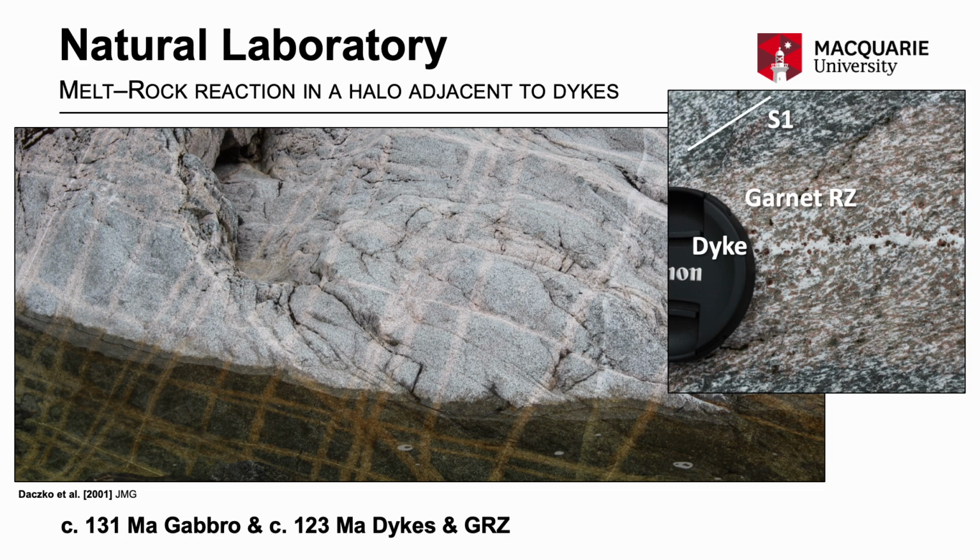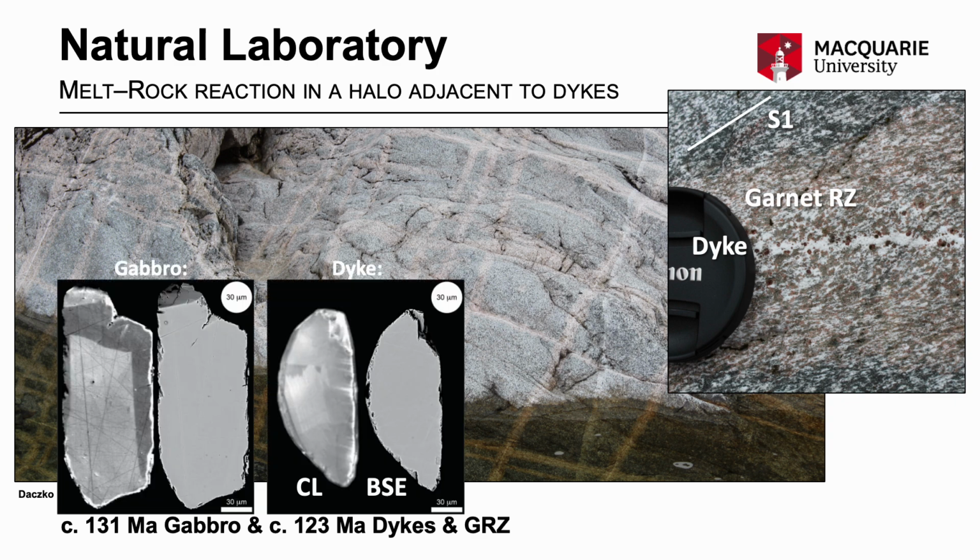Moving to the first natural case study, of granulites from Fiordland, New Zealand. These involve gneissic circa 131 Ma gabbros that are cut about 10 million years later by a spectacular grid pattern of thin feldspar-rich dikes with adjacent garnet reaction zones that formed in a melt-rock reaction halo.